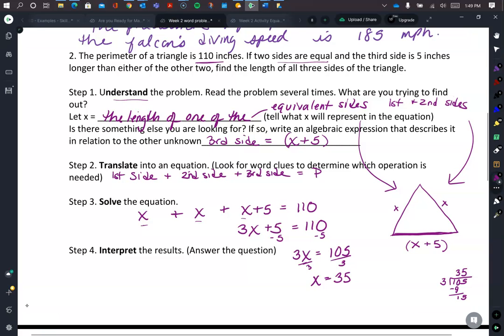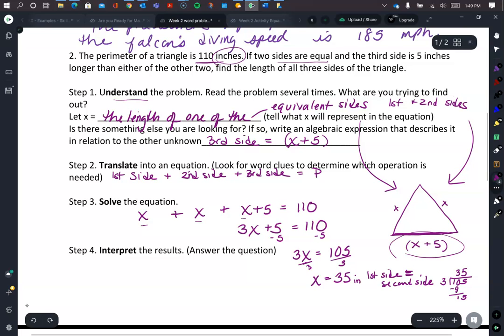That's just one side. So this is first side and second side, which also equals second side. I'm not adding them together, but that's just what they each are. And then I also want to make sure I put my units here. It's inches. And so I have to also figure out what this third side is. So I would just plug in, we call this back subbing, 35 plus 5. Gives me 40 inches there for the third side.